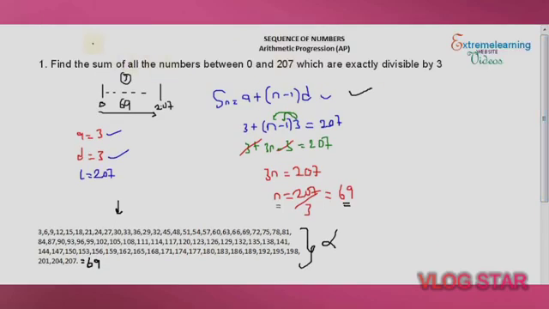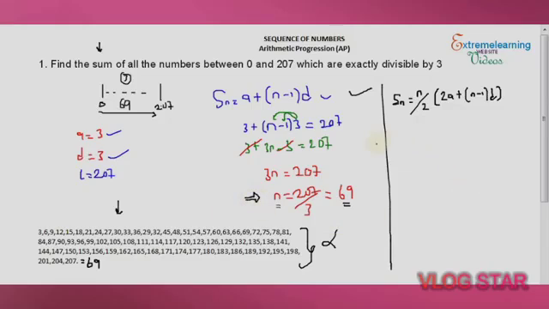Now we are not just asked to find n, but the sum. So let's get the sum. The sum of these numbers is gotten from S of n, which is n over 2 open bracket 2a plus n minus 1 close bracket d, close the bracket. We have the number of terms, which is 69, so we have S of 69.